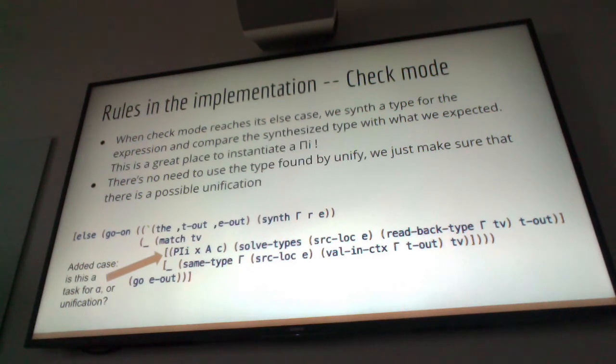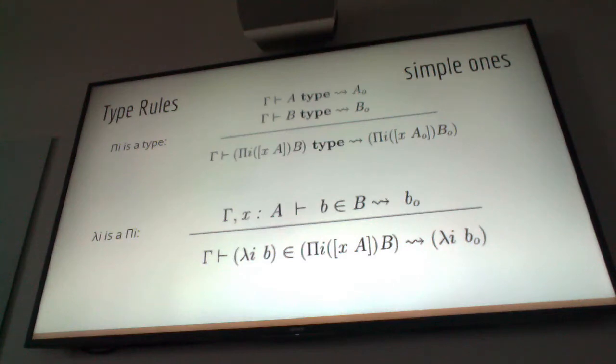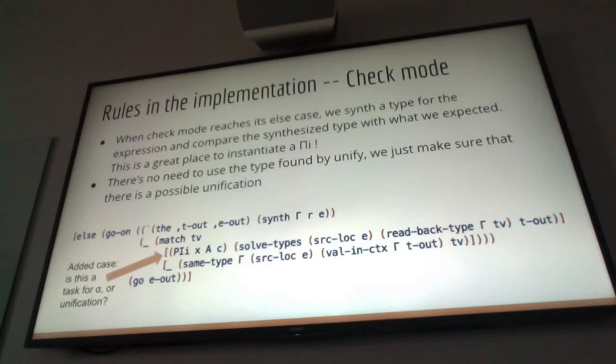and then compare that type against the type that synth gave me. The case that the arrow is pointing to is the one I added. Before, it just used the alpha equivalence function, same type, to say, are these the same? If so, I don't care about what it returned, I'm just going to keep going. Now it's basically, do I need to do my unification? Do I need to hop to miniKanren? If so, do that instead. Any questions about that?